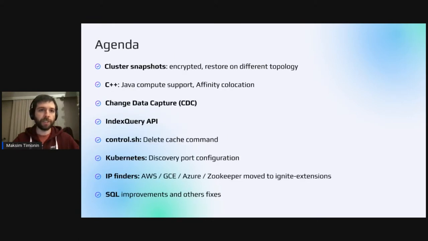So today's agenda looks like this. We touch the most interesting updates in the latest version of Apache Ignite. We talk a little about cluster snapshots and C++ changes. I will talk about new major features like CDC and the index query API. And we touch some minor but very useful updates that can help you in your work.